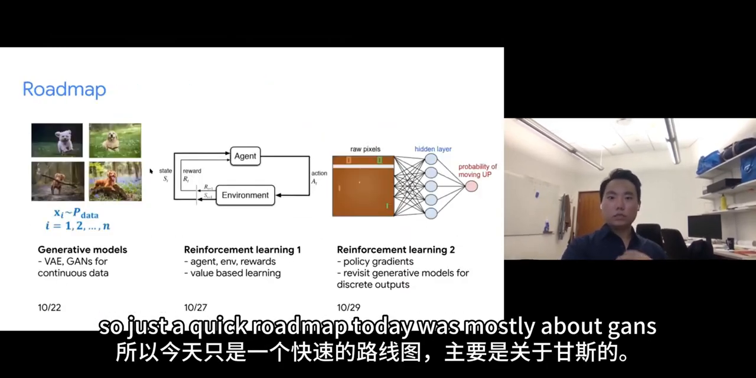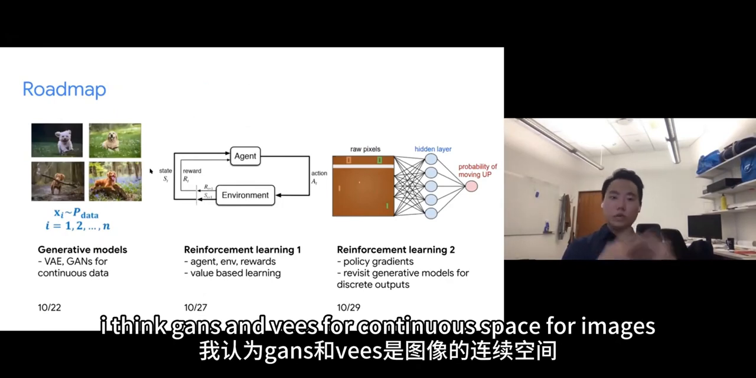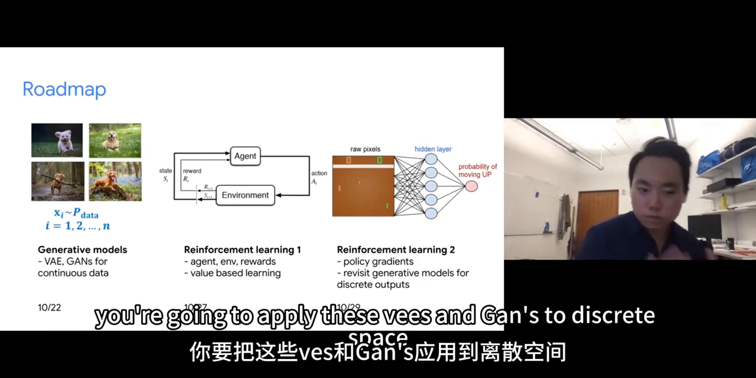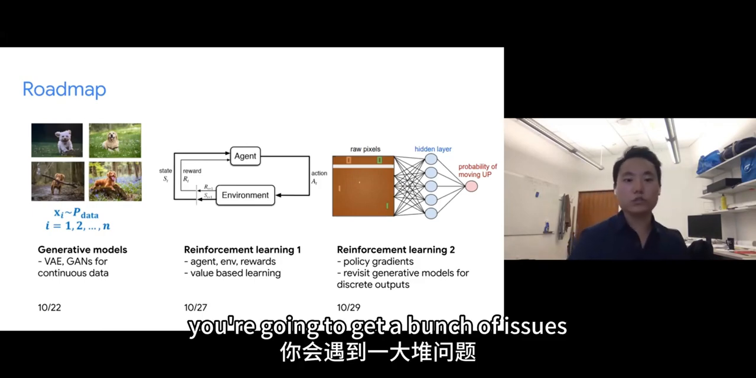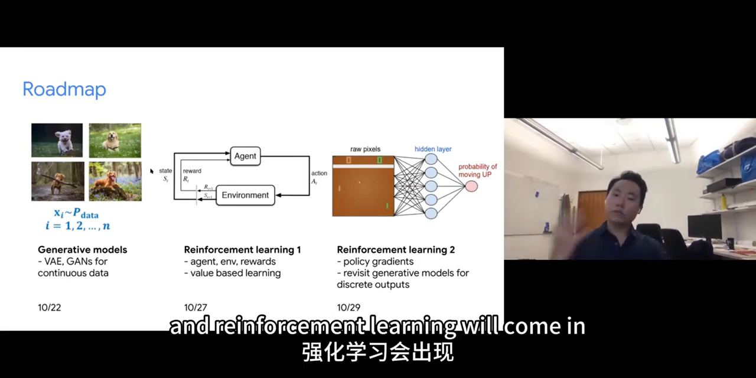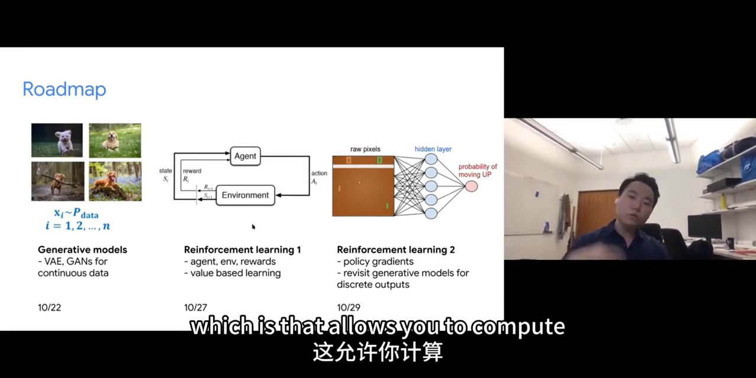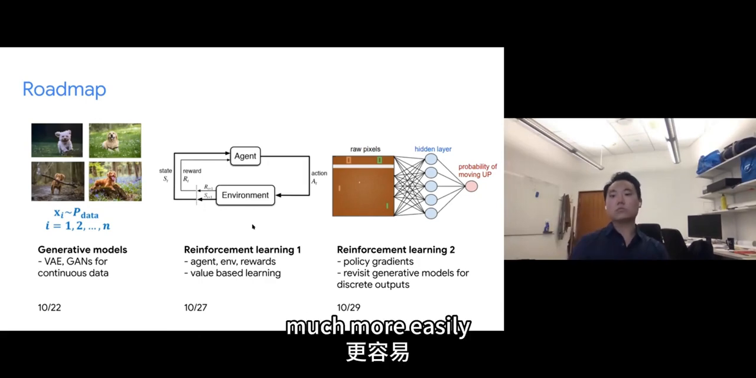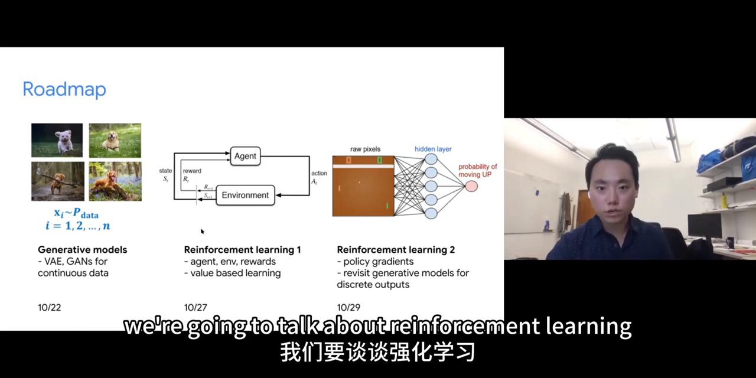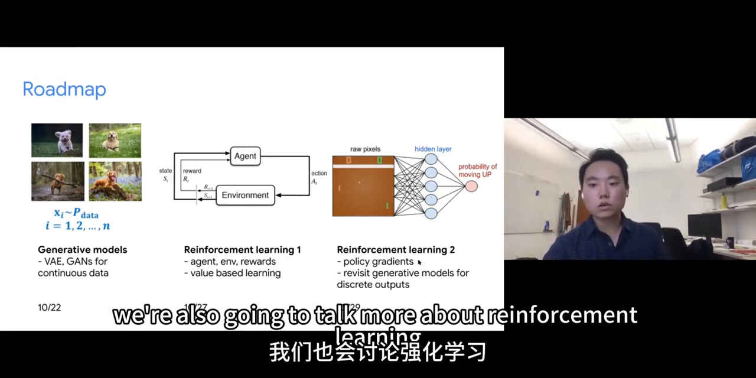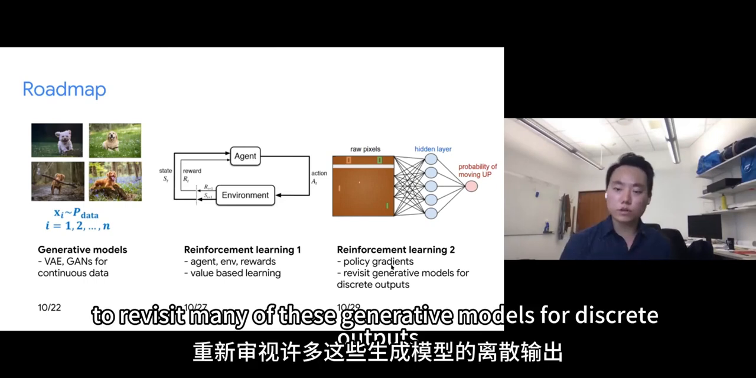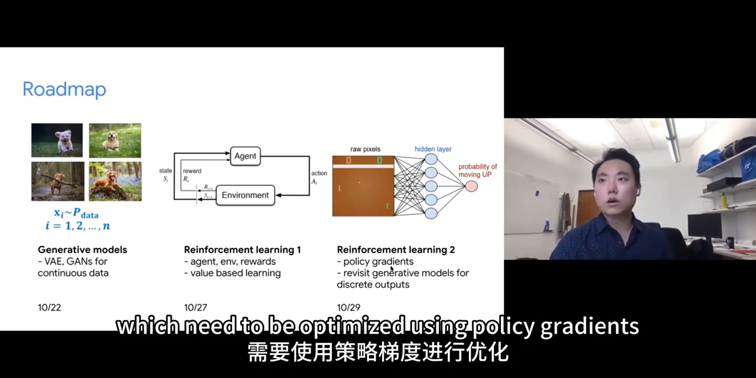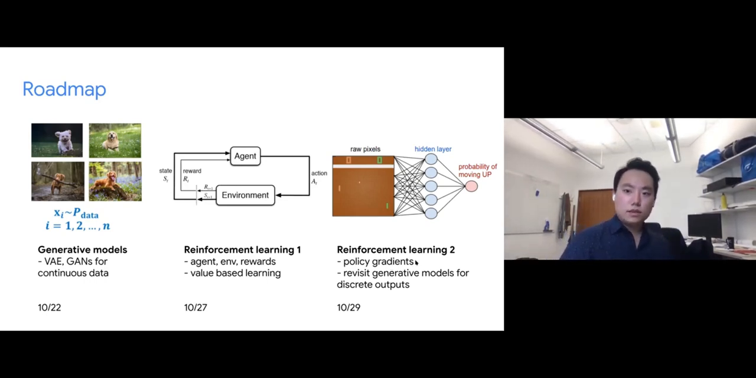Today was mostly about GANs and VAEs for continuous space, for images, and we'll soon realize that when you apply these VAEs and GANs to discrete spaces, such as generating text, you're going to get a bunch of issues. And that's where some techniques of reinforcement learning will come in, which allow you to compute these gradients for discrete data much more easily. So next Tuesday, we're going to talk about reinforcement learning. And then on Thursday, we're also going to talk more about reinforcement learning and introduce this technique called policy gradients, which will allow us to revisit many of these generative models for discrete outputs, which need to be optimized using policy gradients. All right, thanks everyone.